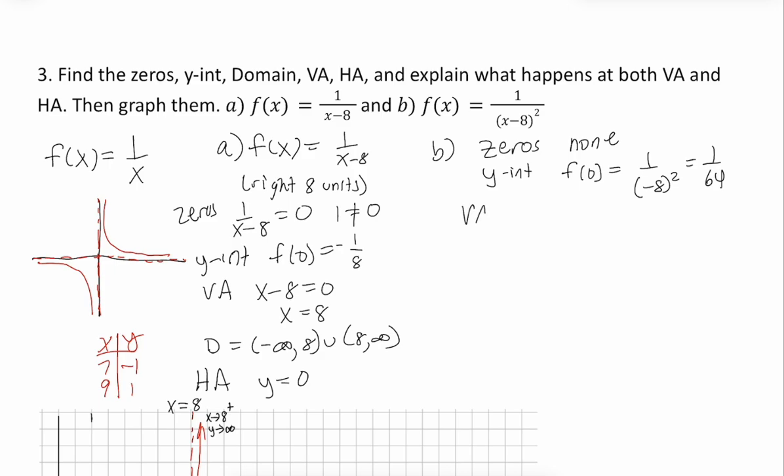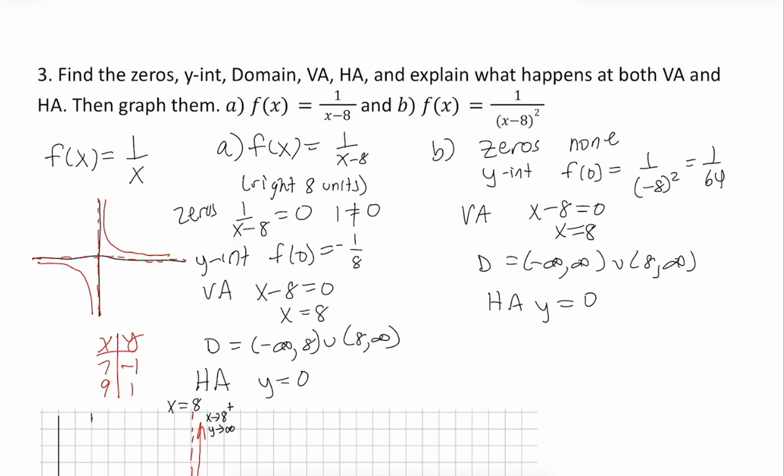The vertical asymptote still occurs when x minus 8 equals 0, or at 8. We still have that horizontal shift to the right 8 units. So our domain is exactly the same. The x's in our denominator are the same. Our horizontal asymptote is the same.